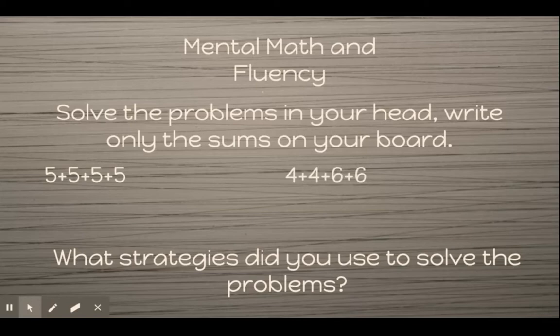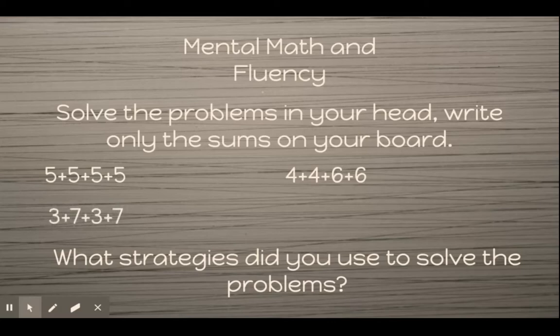4 plus 4 plus 6 plus 6. You should have chosen 20. For this one, I like to group numbers that will equal 10. So 4 plus 6 makes 10. Another 4 plus 6 makes 10, so I'm going to add 10 plus 10, and that equals 20.